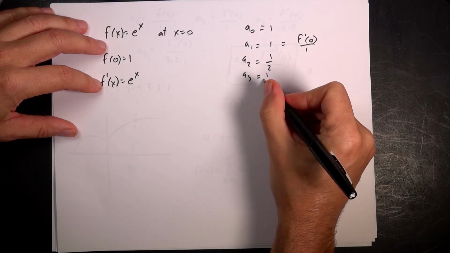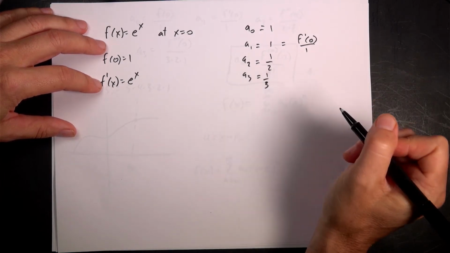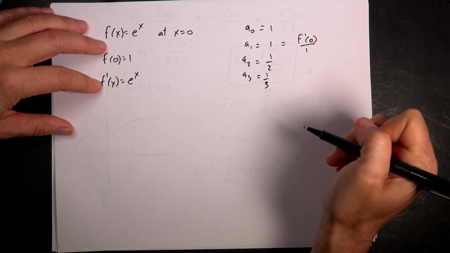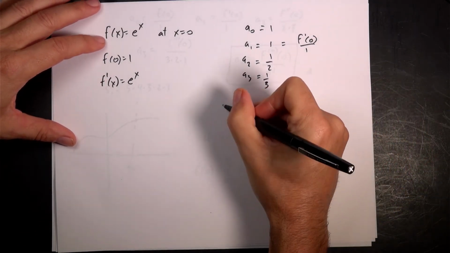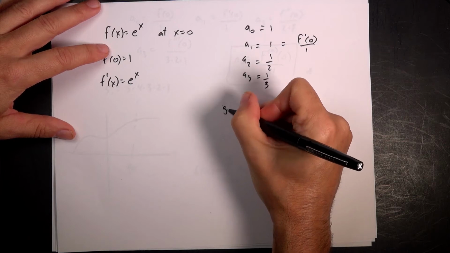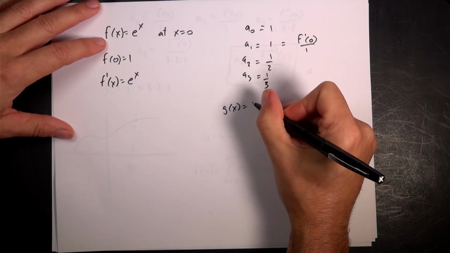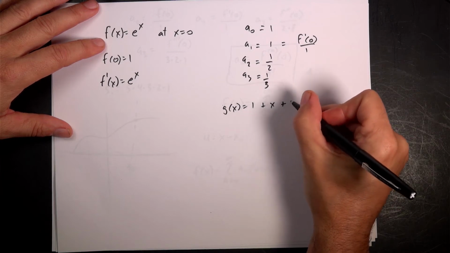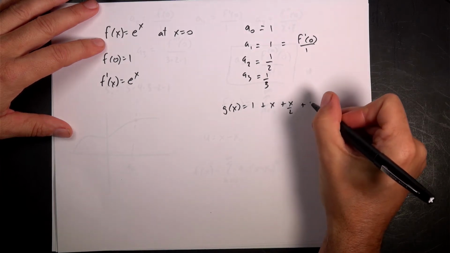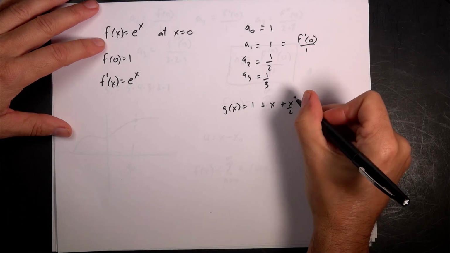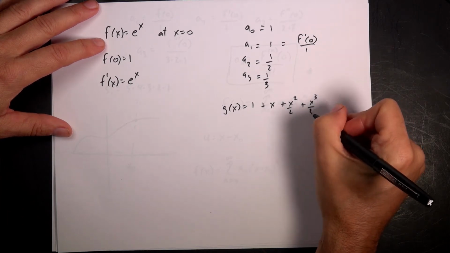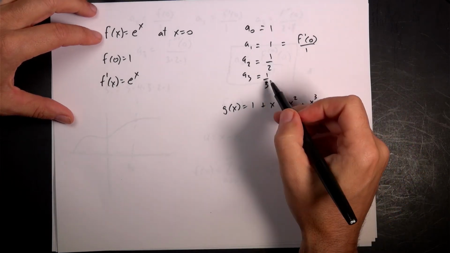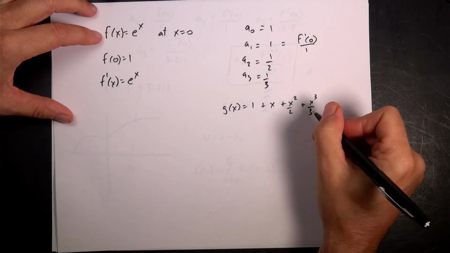And this one I'm going to get 1 divided by 3. Okay, so those are my coefficients. I feel like that's really too easy, but then if I want to plot my function, let's call it g of x, it's going to be equal to 1 plus x over 2 plus x squared over 2 plus x cubed over 3. No, that's not 3. That's 6. This is 3 factorial, which is 6.